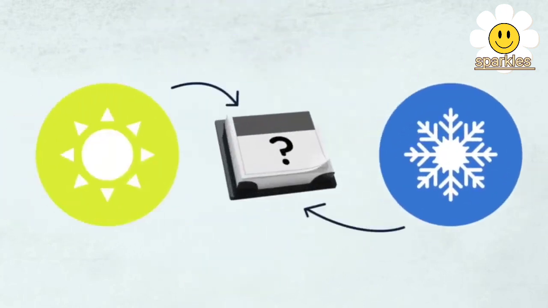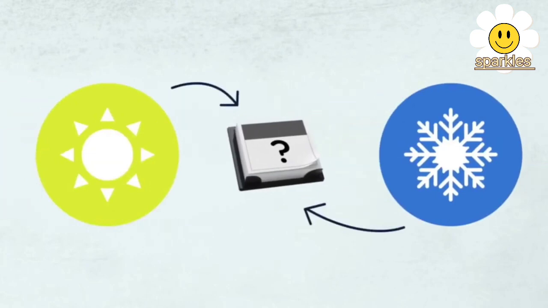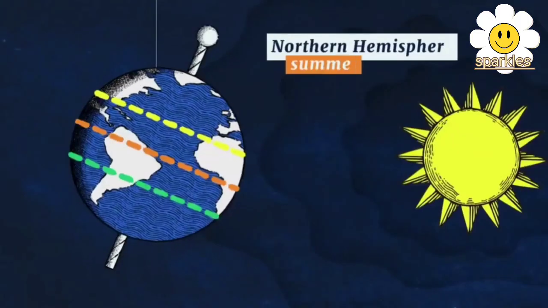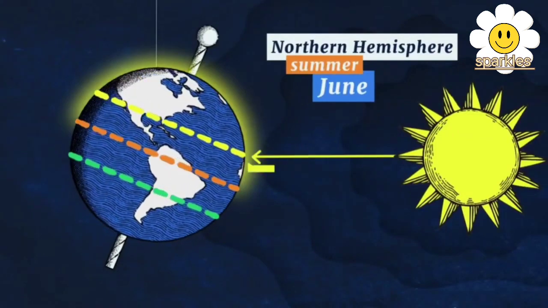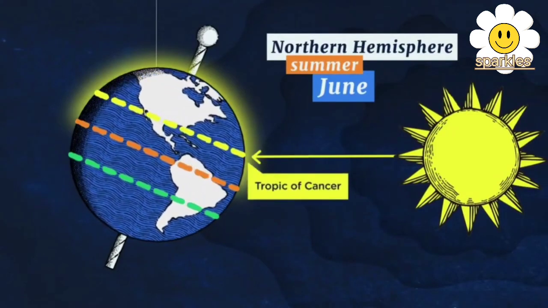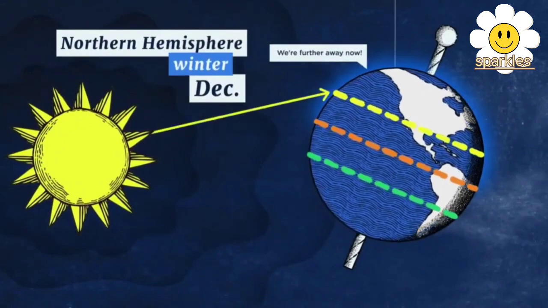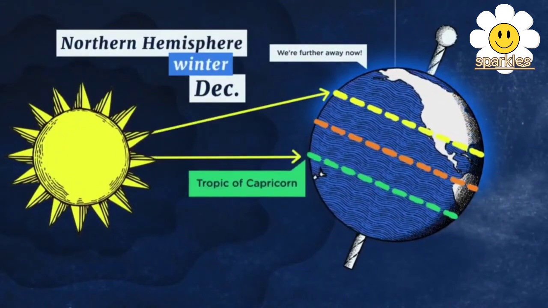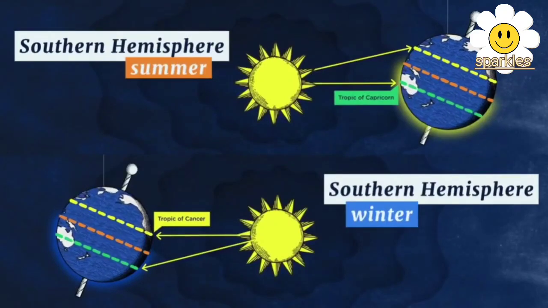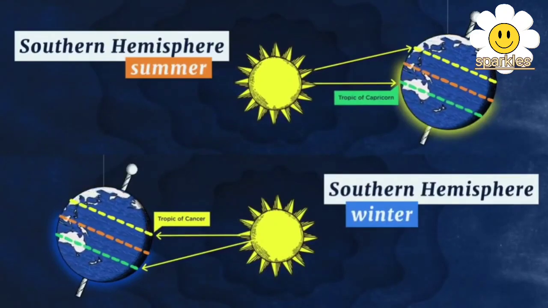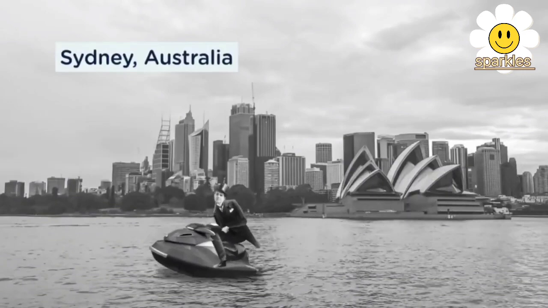But which solstice happens on which day depends on the hemisphere you live in. In the northern hemisphere, summer starts in June when the sun is beaming directly over the Tropic of Cancer, while winter starts in December when the sun shines down on the Tropic of Capricorn. This is flipped for the southern hemisphere, which is why Australians associate the new year with summer fun.